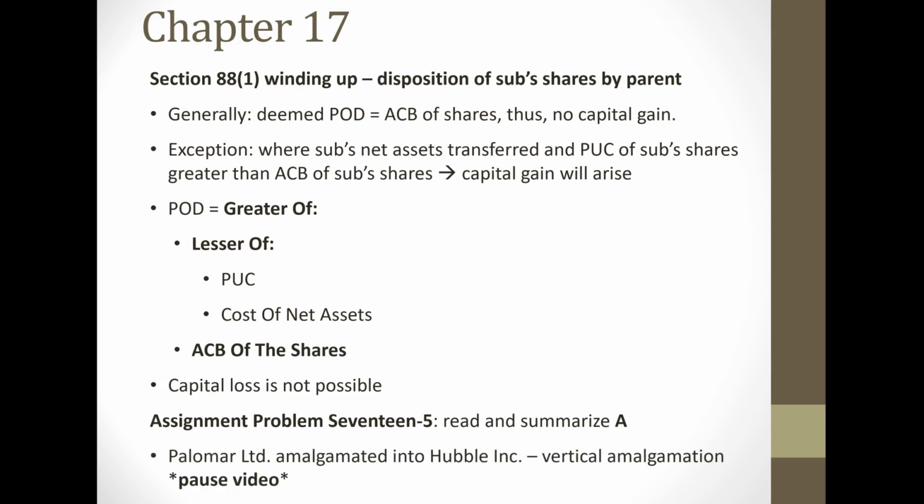Now part A is looking at the amalgamation of Palomar, which is the sub, into Hubble, the parent. Now this will be a vertical amalgamation. It's a 100% owned subsidiary. So just refresh your memory of what happens in amalgamation and see if you can summarize the results of the amalgamation from the subsidiary Palomar into the parent Hubble.